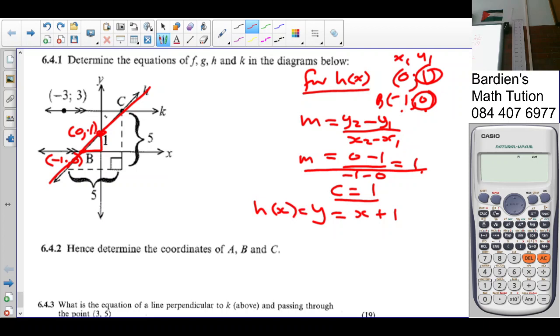Okay. Let's look at the next one. They want you to work out k of x. And k of x is parallel to your x-axis. So it has a consistent y reading, a constant y reading. And what is your y value here? 3. What's the y value here? 3. Y value will always be 3 along that curve. You guys understand? So what's the equation of k of x? K of x is y is equal to 3.